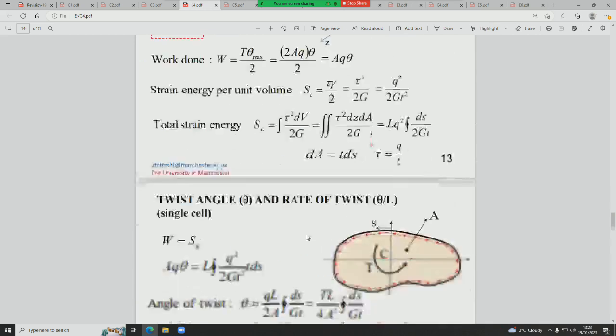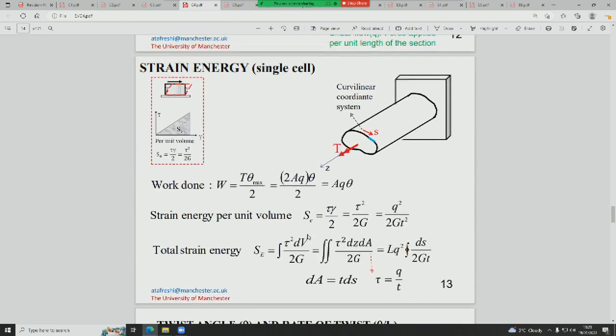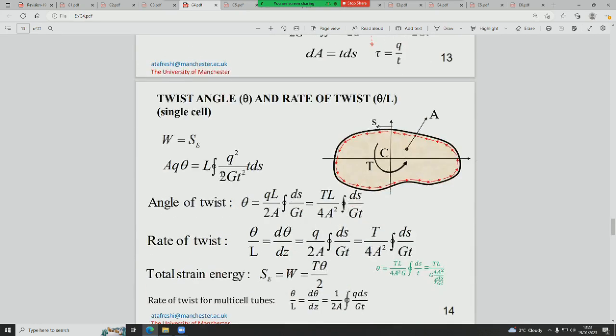So slides 13 and 14 must have been together. It's very long, so I divided them into two sections. On this one, I showed you how to find the total strain energy, and then you equate it with this equation here to find the angle of twist. In the majority of textbooks, for thin sections, we use rate of twist, which is the angle of twist divided by the length. Either I show it as a differential equation, d theta over dz, because z is along the axis, or theta divided by L, where L is the length of the cylinder.